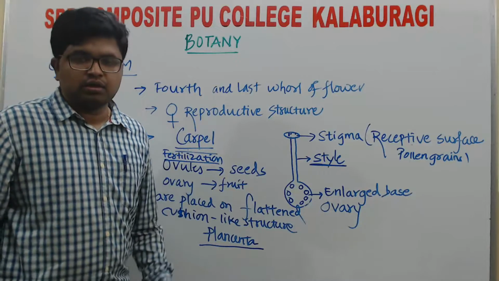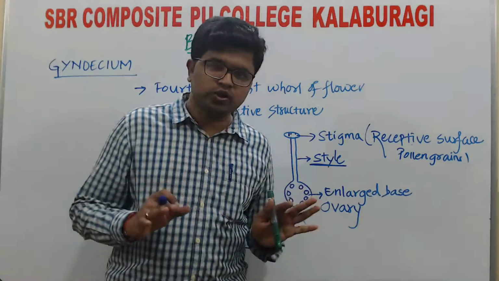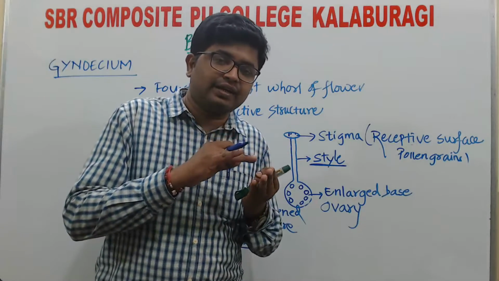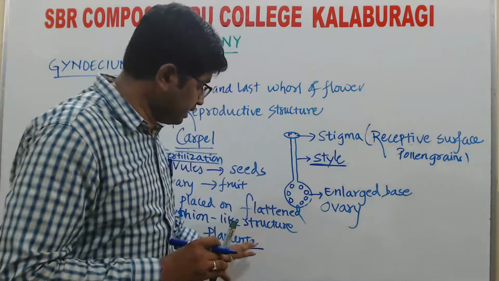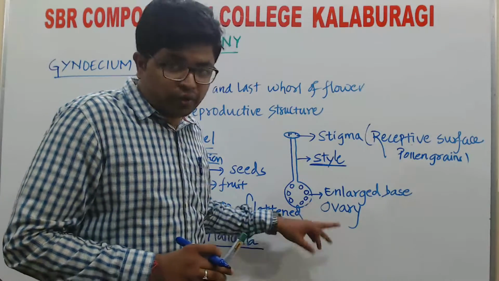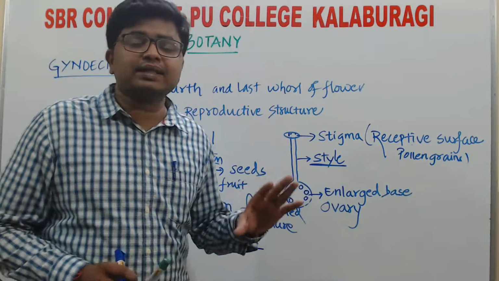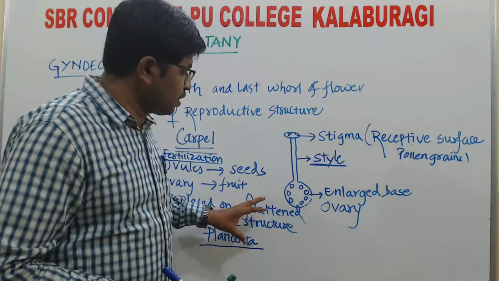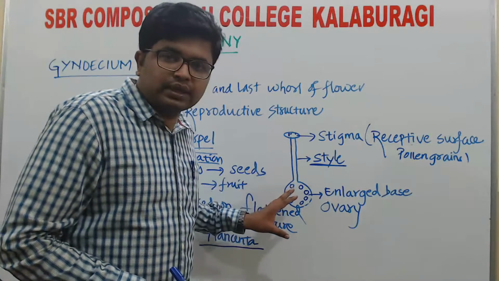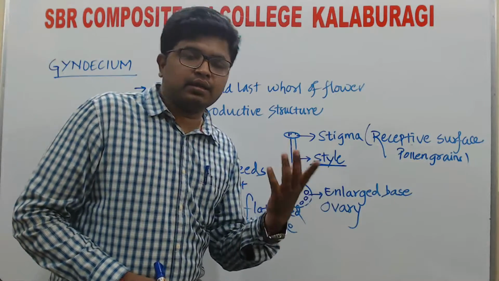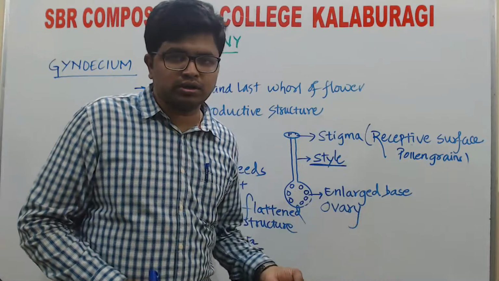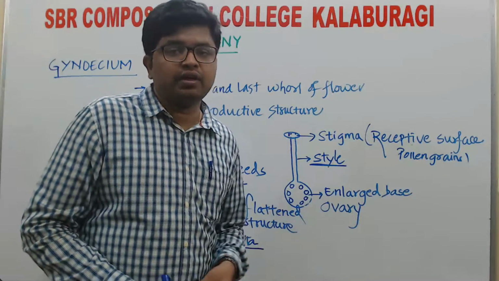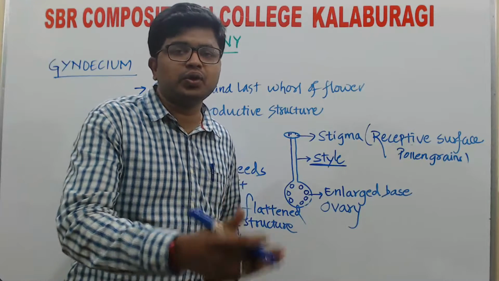Very important. In the ovary, there are ovules that we understood. The ovules are placed on a flattened cushion-like structure. We call it the placenta. Inside the ovary, you have a placenta. The placenta bears what? Ovules. You will find the placenta in different orders. The arrangement of ovules within the ovary, we call it placentation, which we are going to study now.